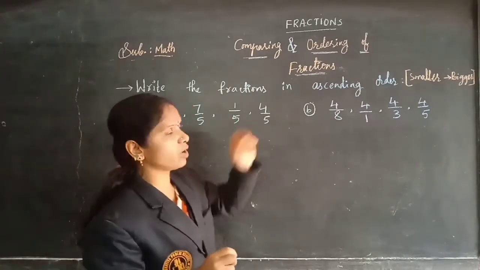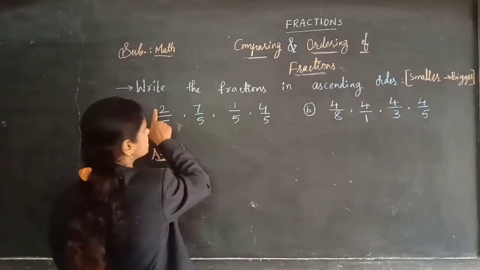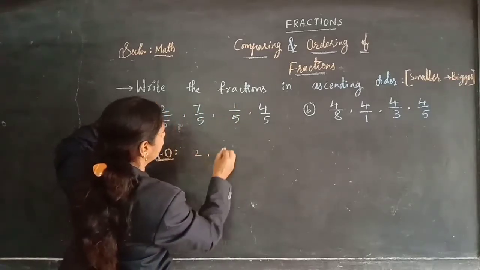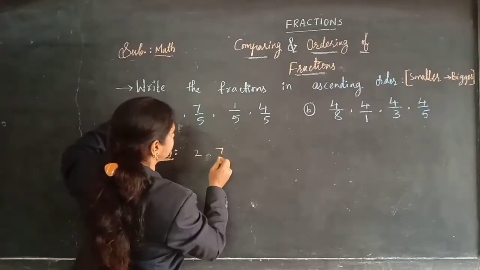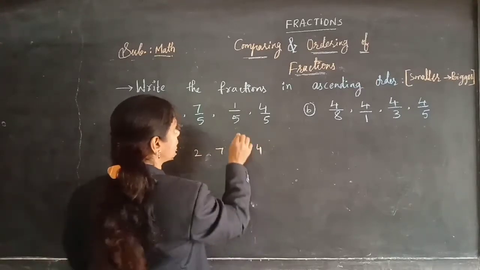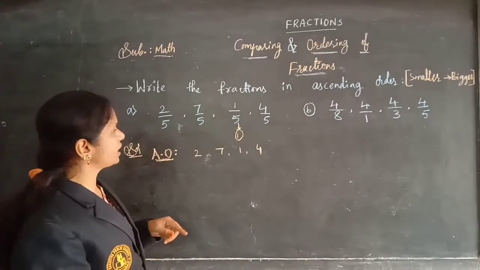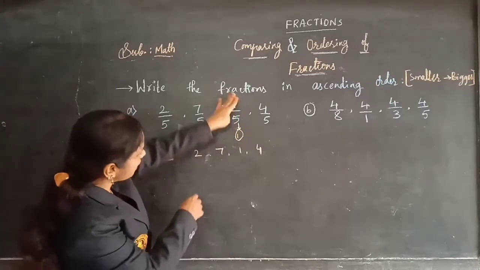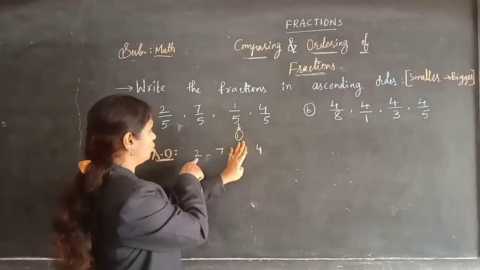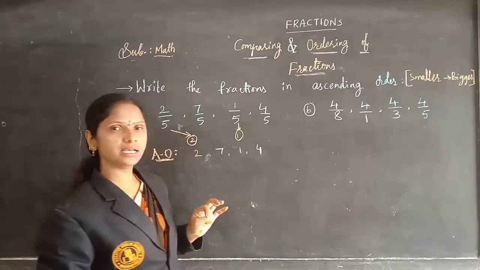What we want first is a smaller one. So what will be the smaller numerator in this? Have a look at the numerators: 2, 7, 1, 4. So 1 is the smallest numerator. So give it first place. The first fraction will be this. And what will be the second fraction after this 1? Have a look at the remaining numerators: 2, 7, 4. In these 3, what will be the smaller? 2. Give the second place to it. So 2 by 5 is in second place.